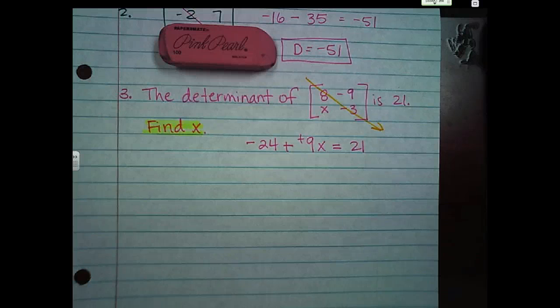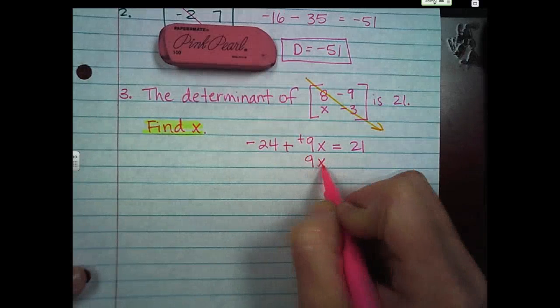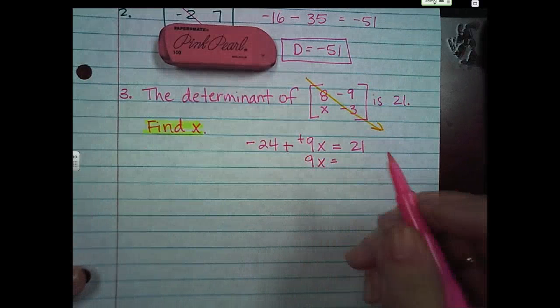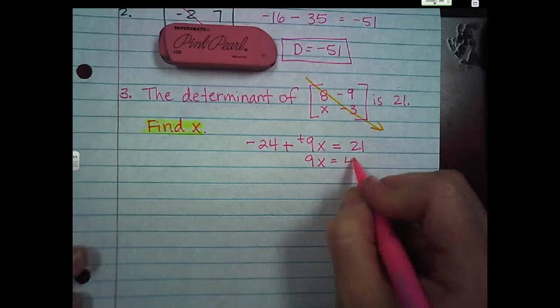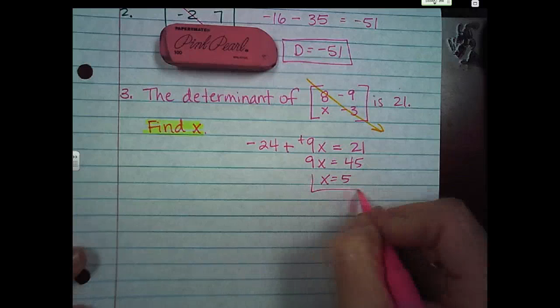Now then, we're just going to solve for x. So add your 24 to both sides to give you 45. And then it actually just asks for x, so x is 5.